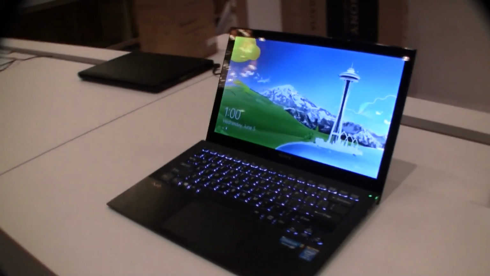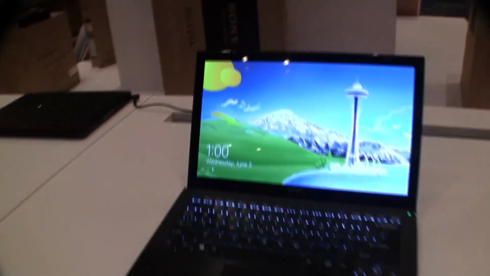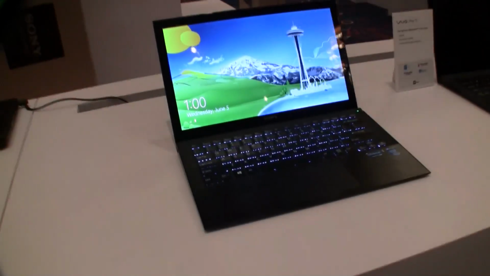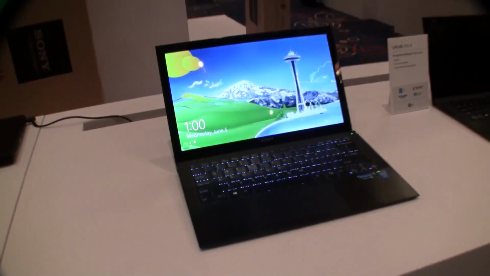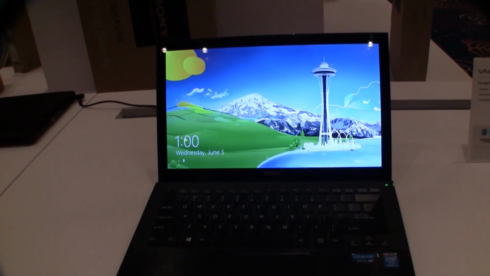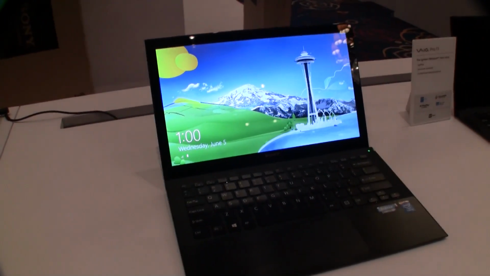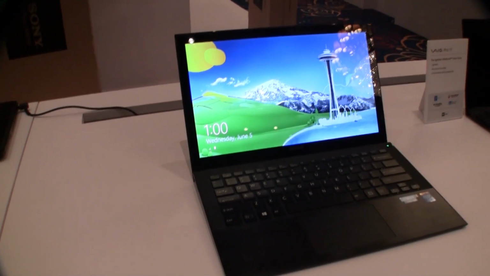I'm still at the Sony Global Press event, finally taking a look at the new Sony Vaio Pro 13. That's a 13.3-inch Ultrabook, one of the lightest that is out there. I think 970 grams, almost a kilogram, just below a kilogram.